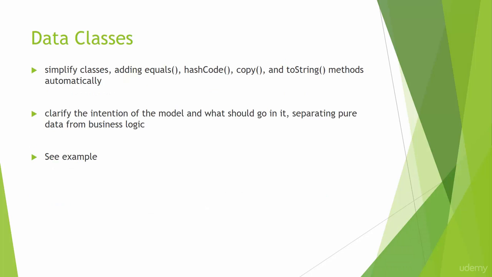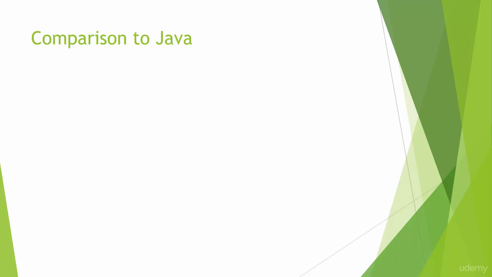Data classes, another nice feature. These simplify classes. I showed you that example in our previous lecture where you could have a data class. You don't have to add getters and setters, and you automatically have the methods equals, hashCode, copy, and toString. In Java, you would have to override these methods in your class. So data classes can clarify the intention of the model and what should go in it, separating pure data from the business logic. And I showed you an example of this previously.